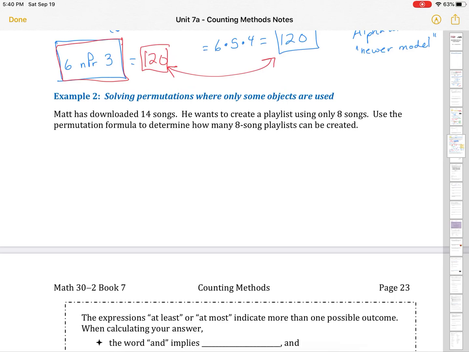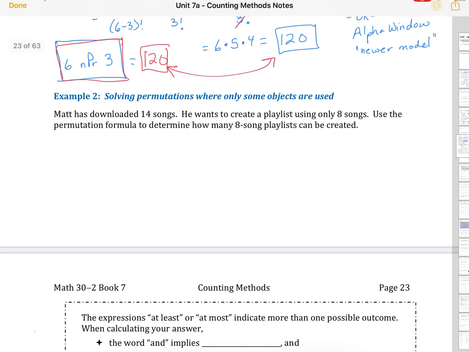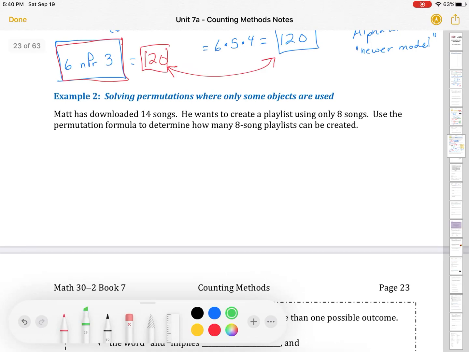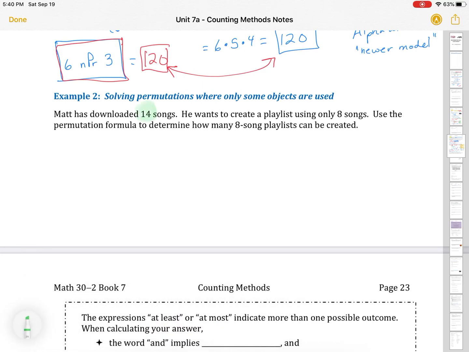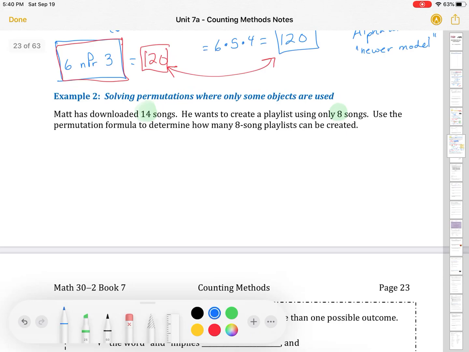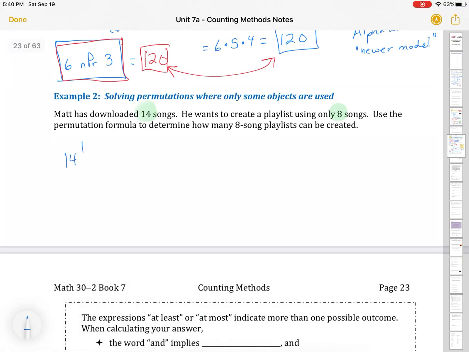Let's do another example. Matt has downloaded 14 songs. He wants to create a playlist using only 8 songs. Use the permutation formula to determine how many 8-song playlists he's created. So let's think about what we know here. He has 14 songs, and he wants to create a playlist using only 8. Okay, so that is 14P8.